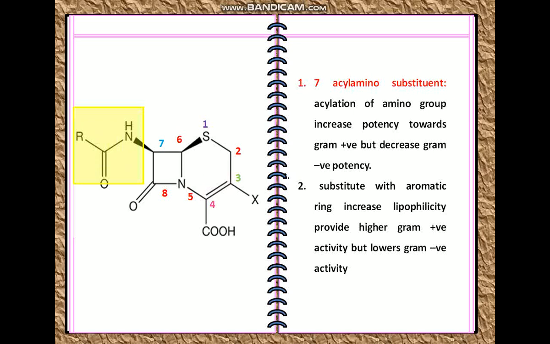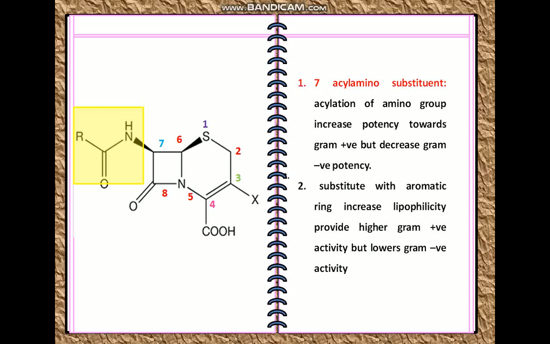Substituent with an aromatic ring: if the R group is substituted with an aromatic ring, then it increases the lipophilicity and provides higher gram positive activity but lowers gram negative activity. So if any aromatic substitution is present on the acyl amino side chain, then it increases the lipophilicity and provides higher gram positive activity but lowers gram negative activity.